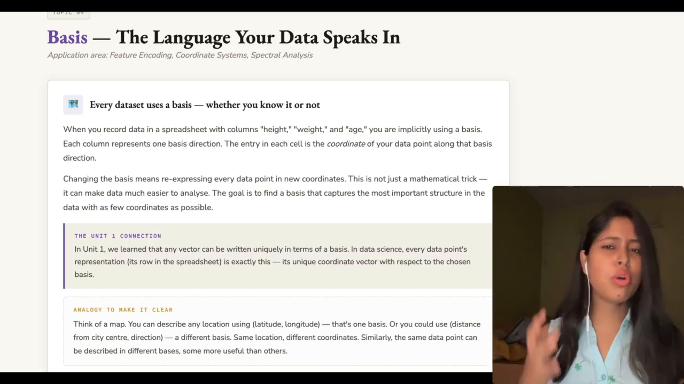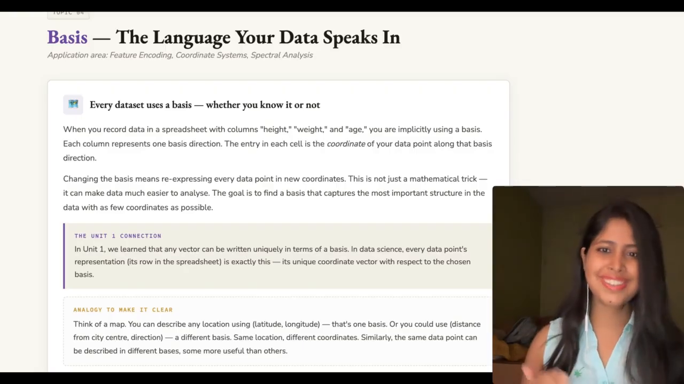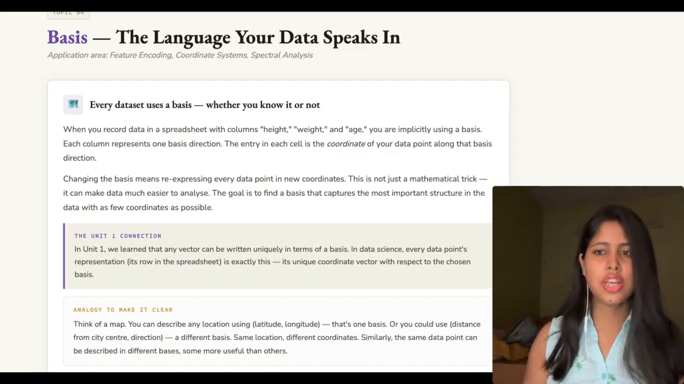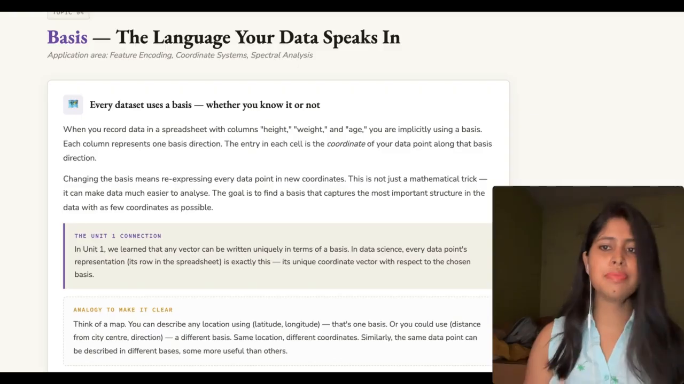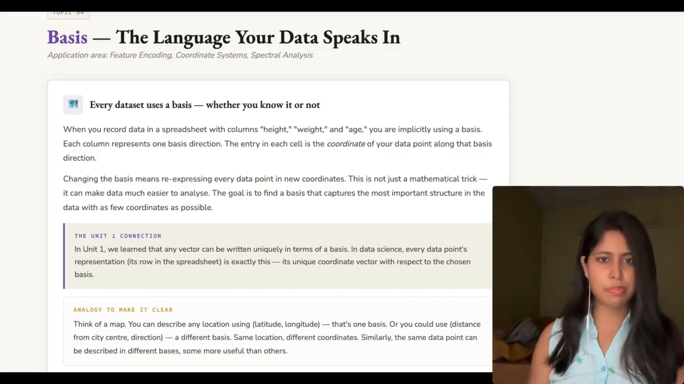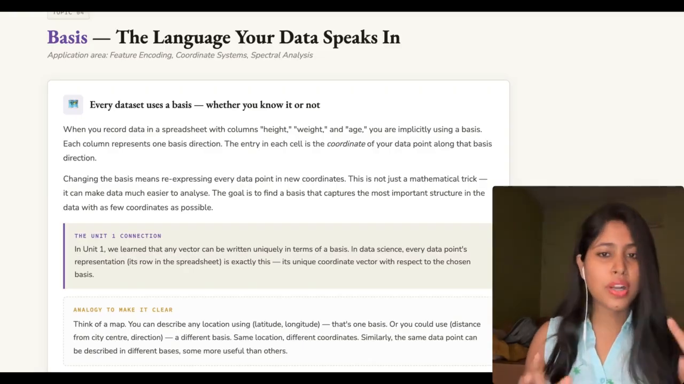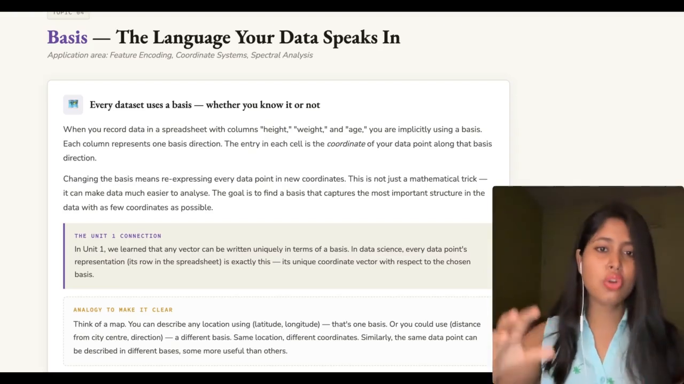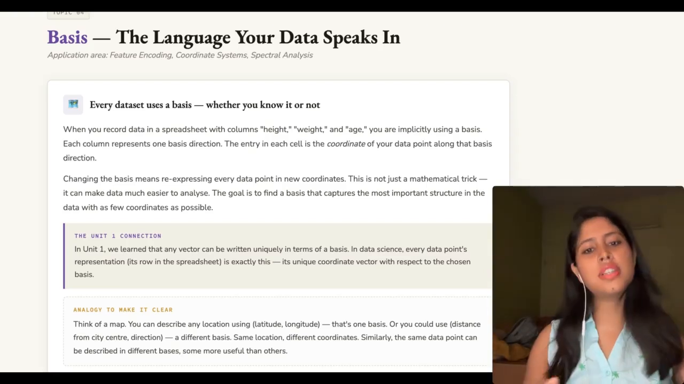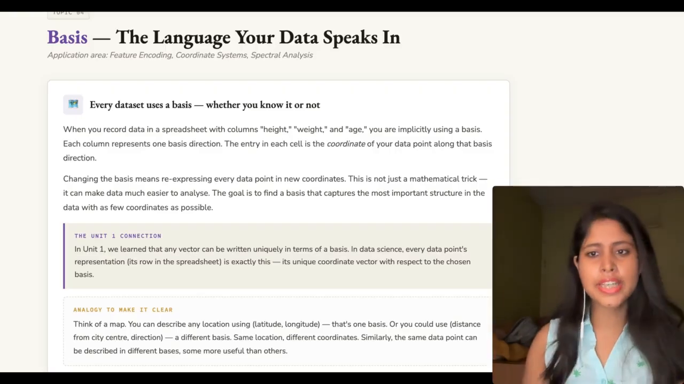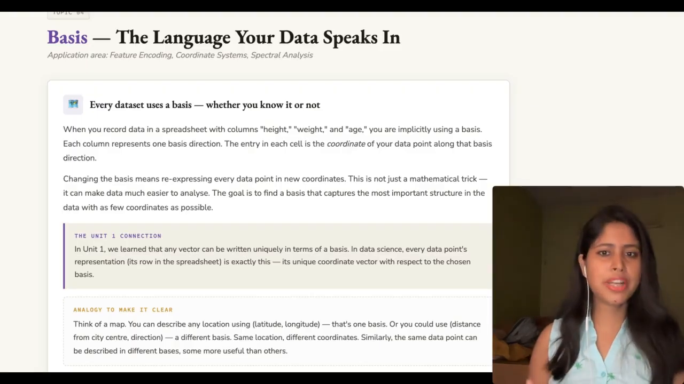The first thing I want you to notice is you're already using a basis every time you open a spreadsheet, every single time. When you have a data set with columns, for example height, weight, and age, those three columns are your basis directions. Each row of data is a vector, and its entries are its coordinates with respect to that basis. For example, 172 in the height column means 172 units along the height direction. Can you relate the coordinates with the direction? That's exactly what coordinates are with respect to a basis.